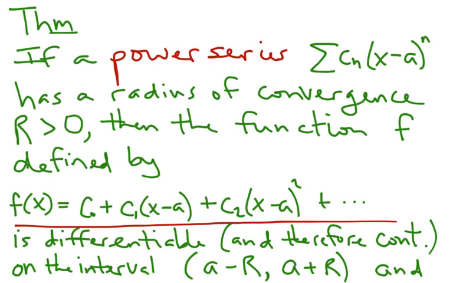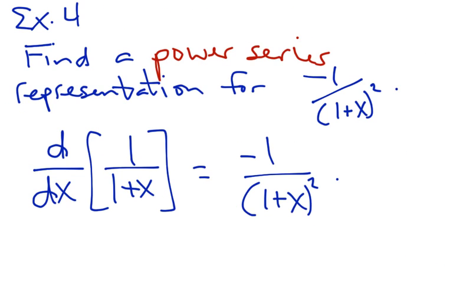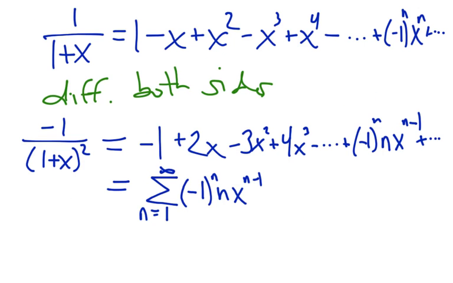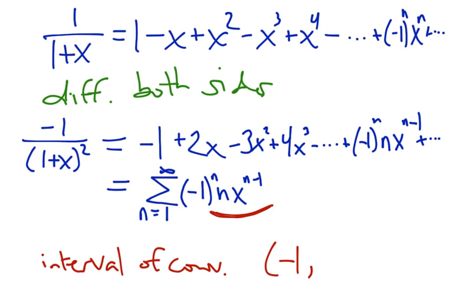And so if I go back a little further, it's differentiable over the interval from a minus r to a plus r. And so getting back to this over here, the center of this power series, I hope we recognize, since we don't have an x minus a explicitly there, is 0. And so if my radius of convergence for the original function is 1, the radius of convergence is 1 for this one, and so the interval of convergence is going to be from negative 1 to 1.